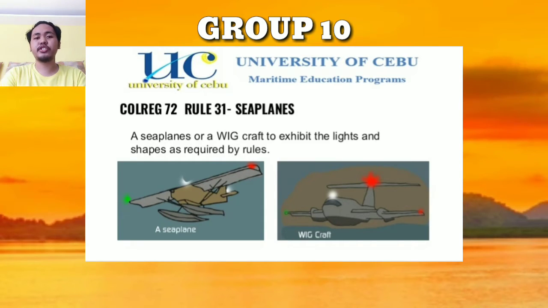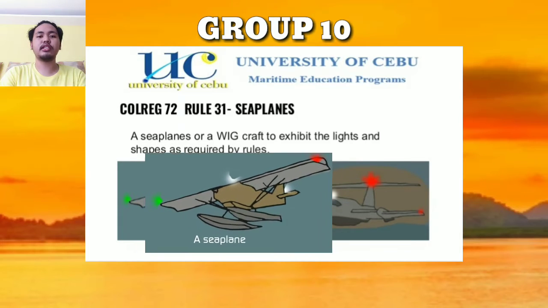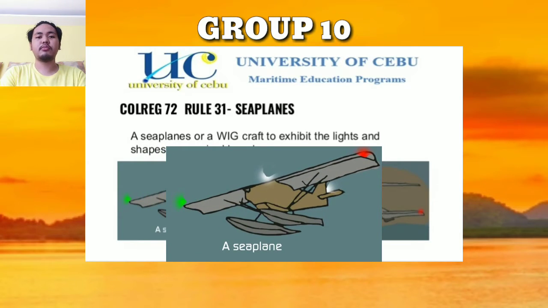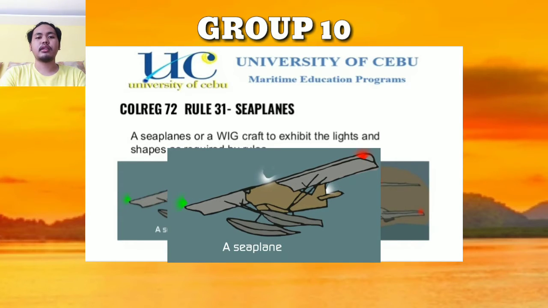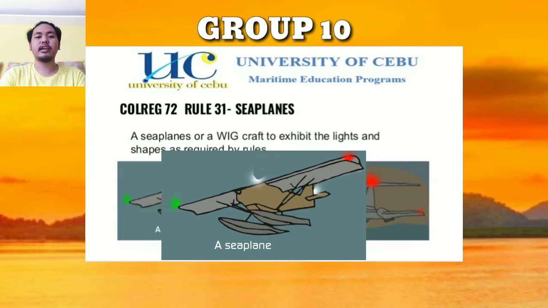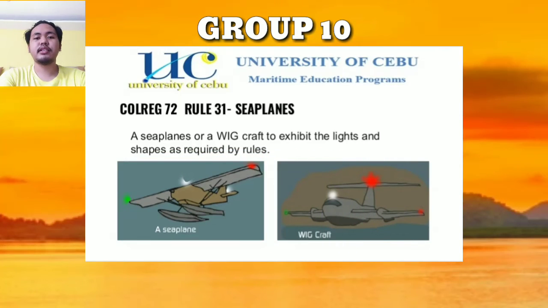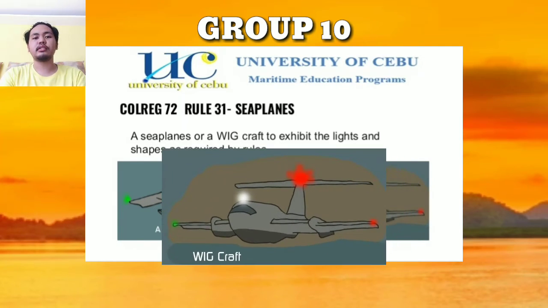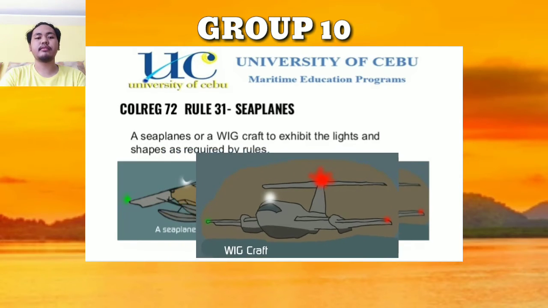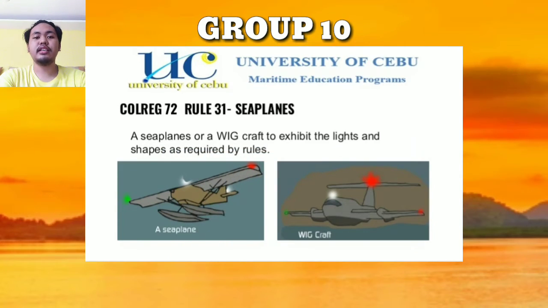Next slide. For the example picture below, as you see on the seaplane, the starboard light is green, the port side light is red, and its masthead light is white. These lights indicate a seaplane. For the example of the WIG craft, the starboard light is green and the port side light is red, but the masthead light is red. These lights indicate a WIG craft.